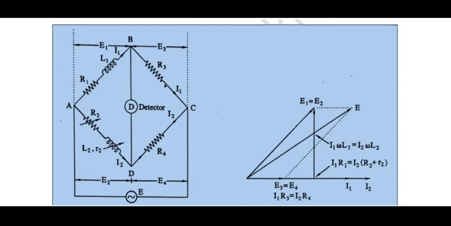Now we can see the detector, which is used to obtain the balance condition of the bridge network, and between the AC, the AC power supply is connected. This power supply is going to operate the bridge network. So let us see the combination present in each arm. Over here the combination is R1 and L1, L2 and R2, and over there R3 and R4.